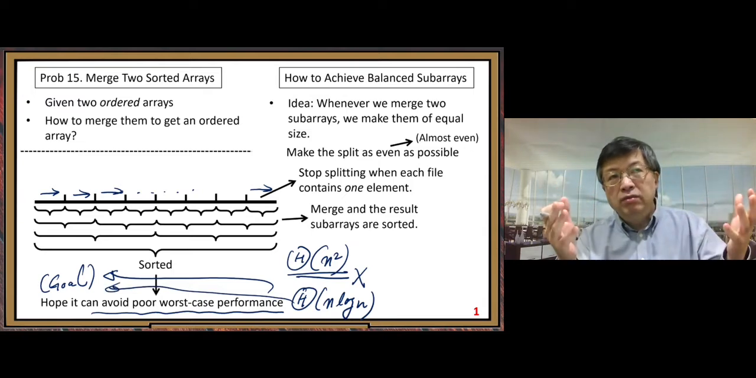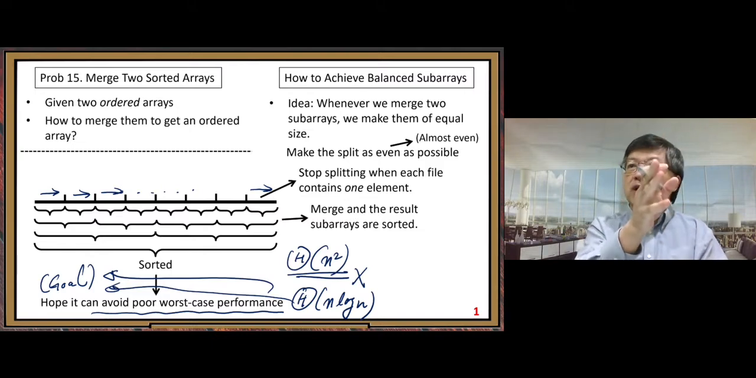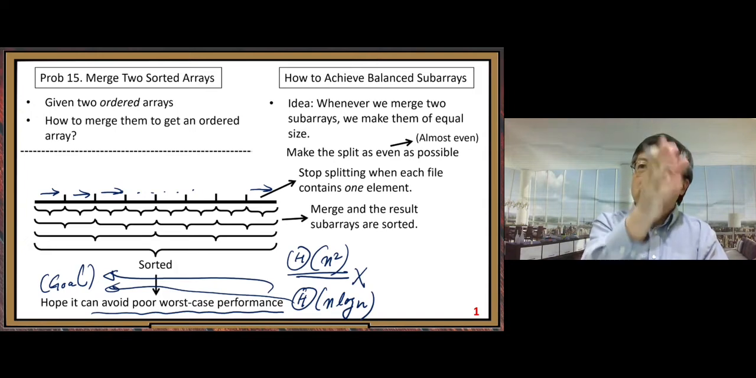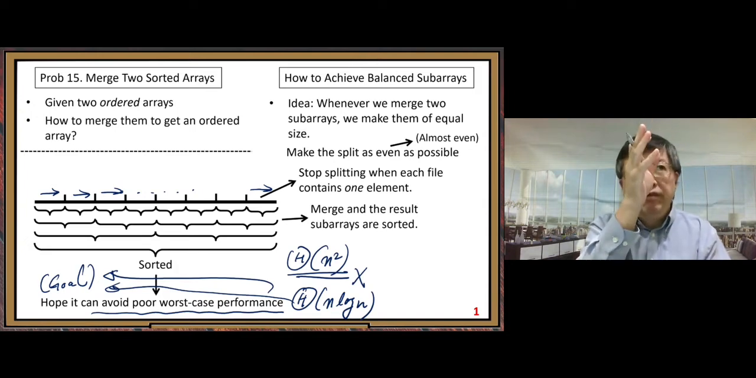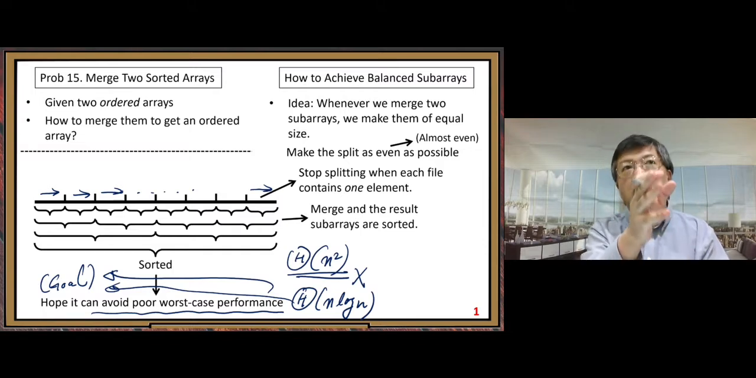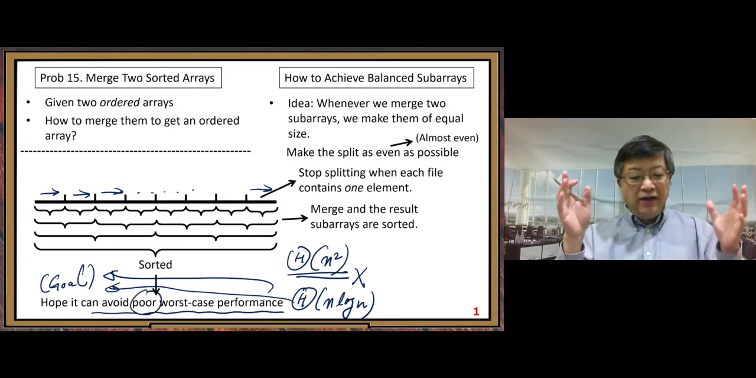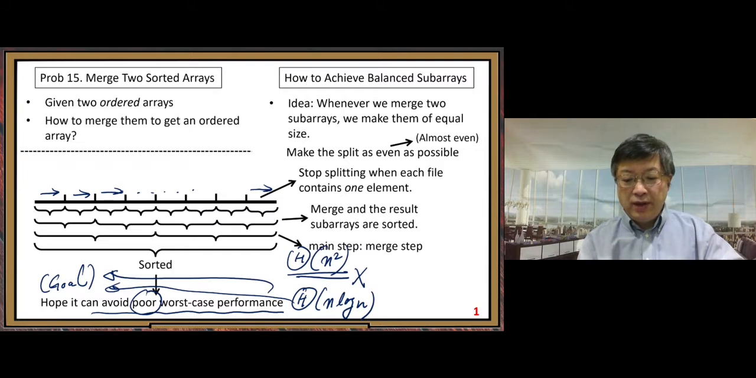Why do we have this hope? The reason is very simple: because we are making even splits following the balancing principle. By using the balancing principle, we can avoid a bad worst case. That's the rationale of our method. Avoid poor worst case. Okay, let's move to the next step.